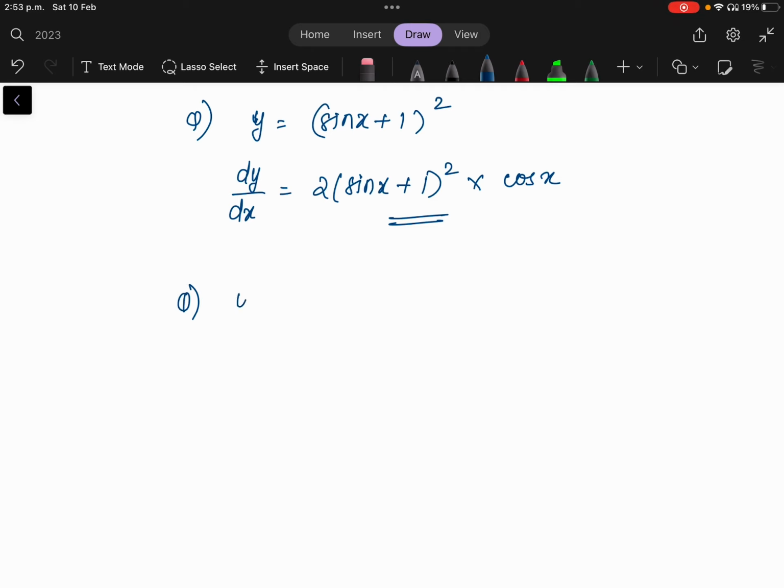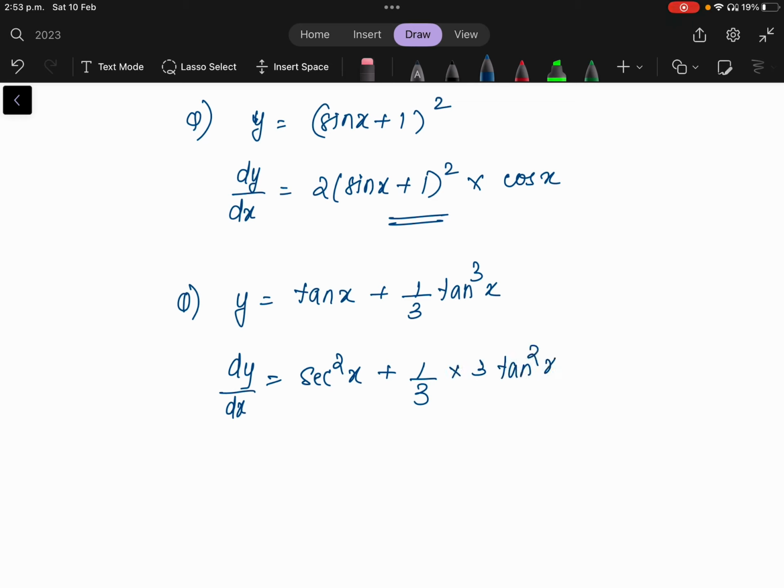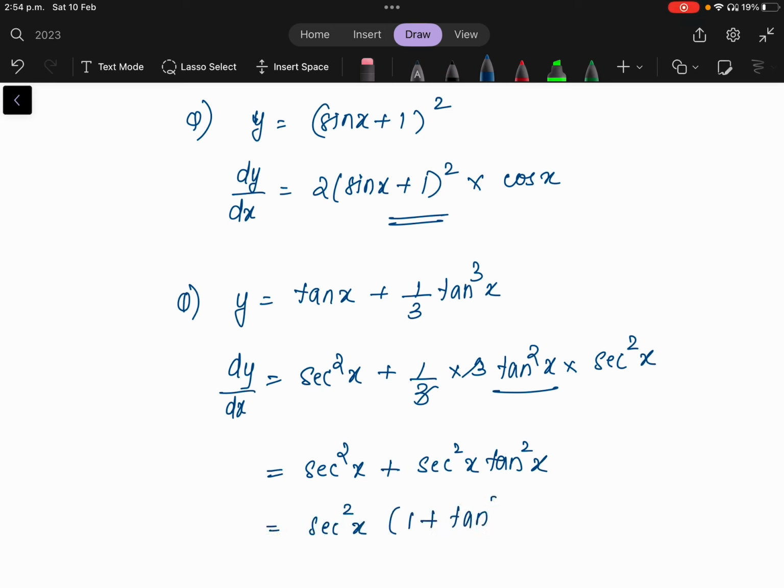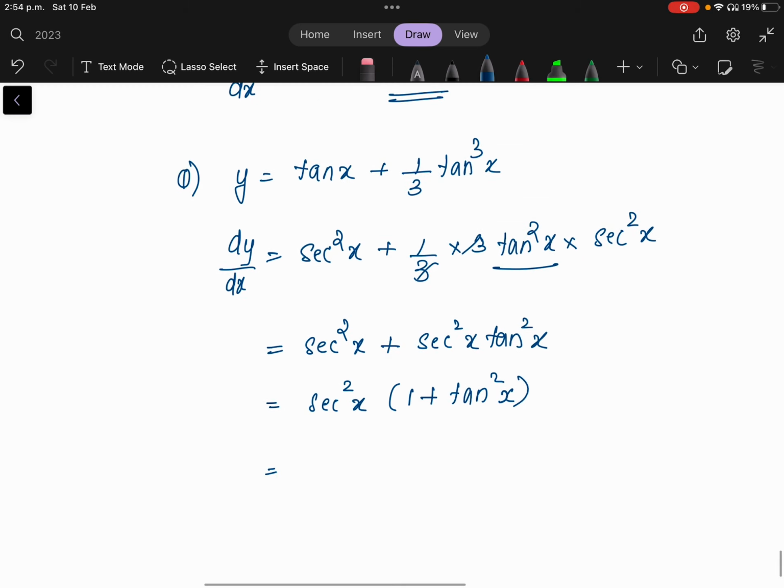Yeah, one more question. y is equal to tan x plus 1 by 3 tan cubed x, dy over dx. Differentiation of tan x is equal to sec squared x plus 1 by 3 times 3 tan squared x, and the differentiation of tan x is sec squared x. This 3 and 3 will get cancelled. So sec squared x plus sec squared x tan squared x, or you can take sec squared x outside, 1 plus tan squared x, or 1 plus tan squared x is nothing but sec squared x. So then that will be equal to sec to the power of 4 x.